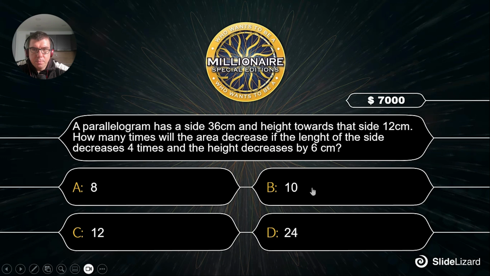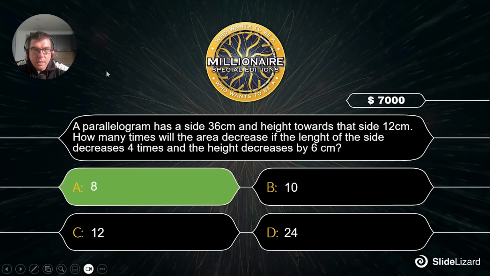Okay, did you find A? 8 times? Why is it 8 times? Well, because one side decreases 4 times and the height decreases by 6, which means it decreases 2 times. From 12 to 6, it's twice smaller. So if the side is 4 times smaller and the height is 2 times smaller, this means the area, which is side times the height, would be 8 times smaller. Okay, that's it.